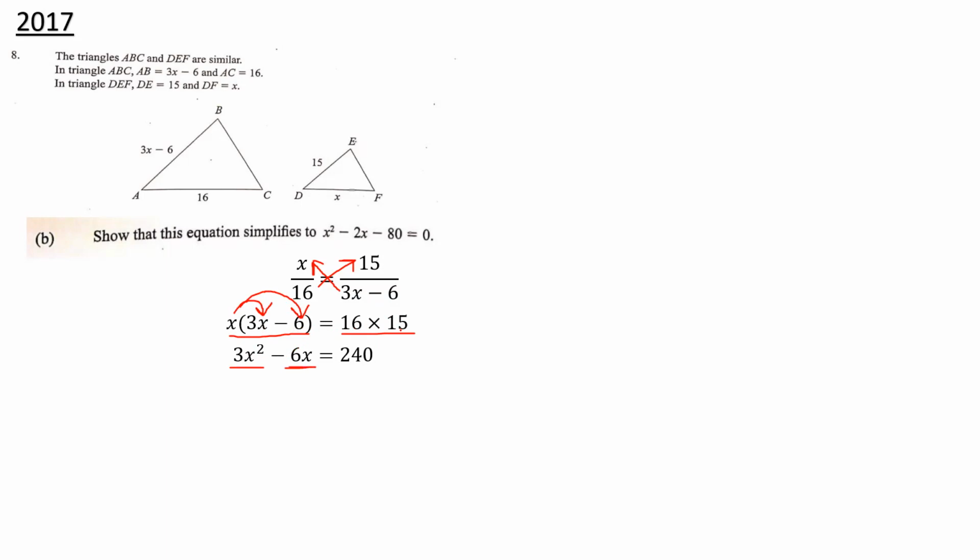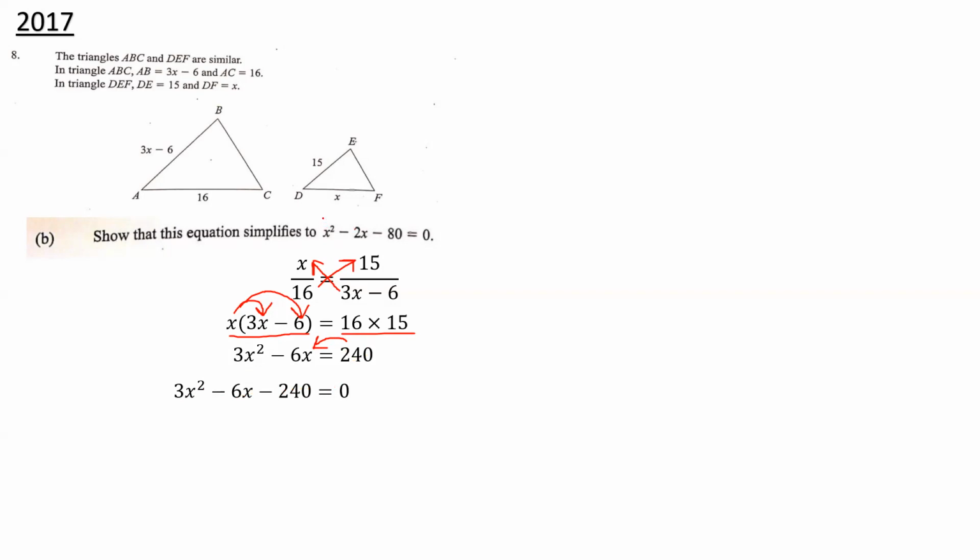And what is 16 times 15? Well, 16 times 15 is definitely 240. All right, so we have 240. Now, what we need to do is represent this in a way so that it can be ripe for the quadratic formula. So we send the 240 over. When we send the 240 over, it was positive 240, it becomes a negative 240. So we have 3x squared minus 6x minus 240 equals 0.